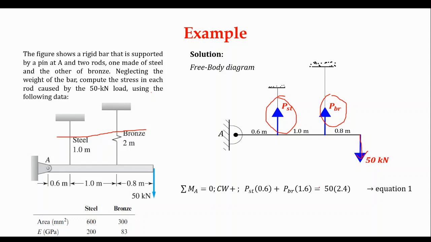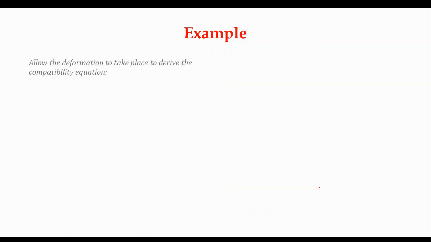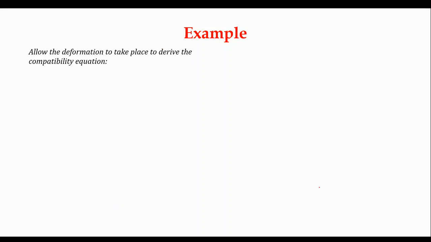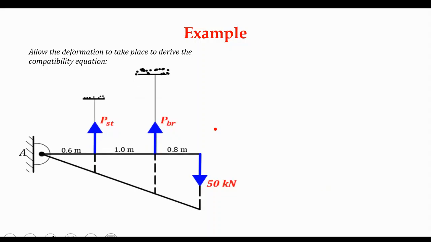So, asa na to siya makuha? Well, we must allow the deformation to take place to derive the compatibility equation. Remember guys, ang ato ang bar pa siya. But with the presence of the 50 kilonewton load, wala siya choice kung dili mabira siya. Okay? So if mabira siya, mag-elongate pud ni nga member. We call this elongation sa steel. Okay? And then ito din, we call this elongation sa bronze.